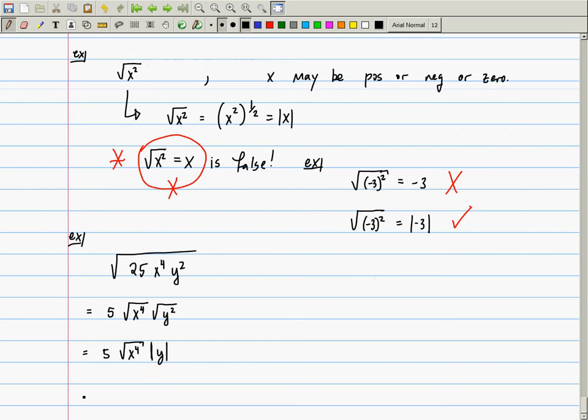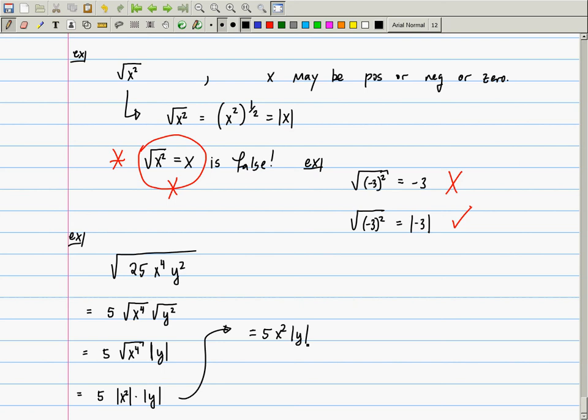Now, what do I replace the square root of x to the fourth with? The absolute value of x squared, that's true, multiplied by the absolute value of y. But tell me about the absolute value of x squared. It's positive anyway, so you can drop the absolute value if you wish. You can say that this is equal to 5x squared times the absolute value of y.